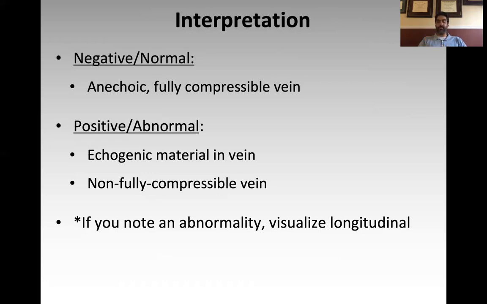An important thing to remember, really with any modality of ultrasound, but DVT in particular, is that if you see something that's abnormal, if you see echogenic material or a non-compressible vein, look at it in 2 planes. So if you see that in transverse axis, rotate the dot so it points up to the head and look at it in long axis. Okay.